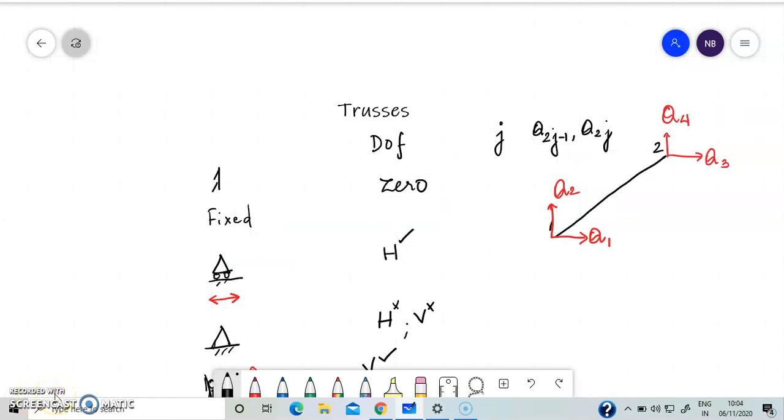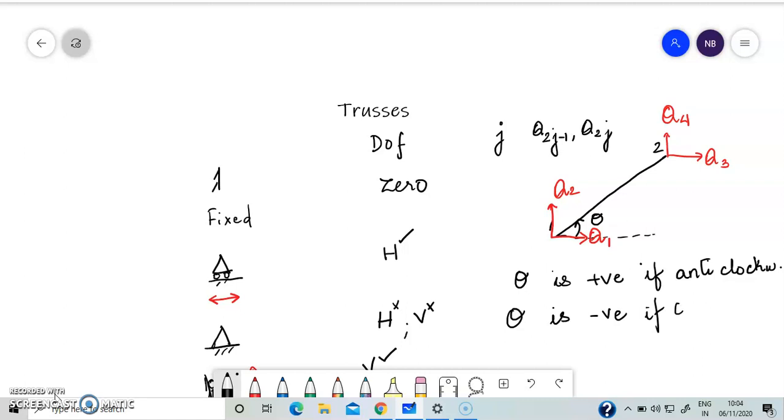We have to measure this angle here, theta. So let us adopt this sign convention. Theta is positive if the angle measured with respect to the x-axis is anti-clockwise. And theta is negative if the angle measured is clockwise.